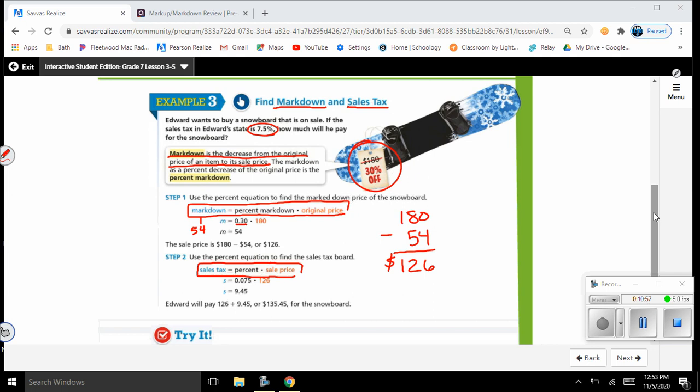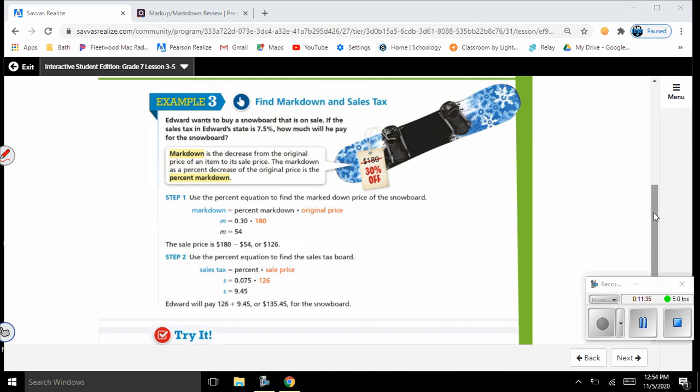So the cost of the snowboard is 126 plus the sales tax, and a lot of times it'll say right out here, plus tax is $9.45. Okay? Well, there will be zeros right here if you need them, but the final cost with tax is going to be what? 135.45. Okay? All right, I'm going to pause there and take a look at this try it piece. Actually, let's not pause. Let's go ahead and go to the try it piece and see where we stand.